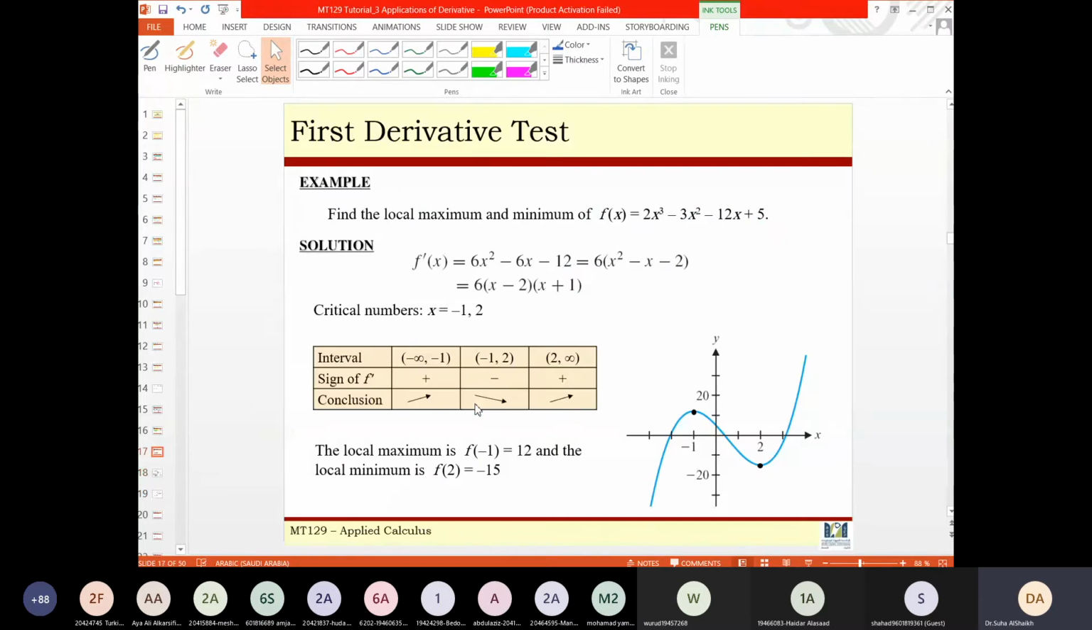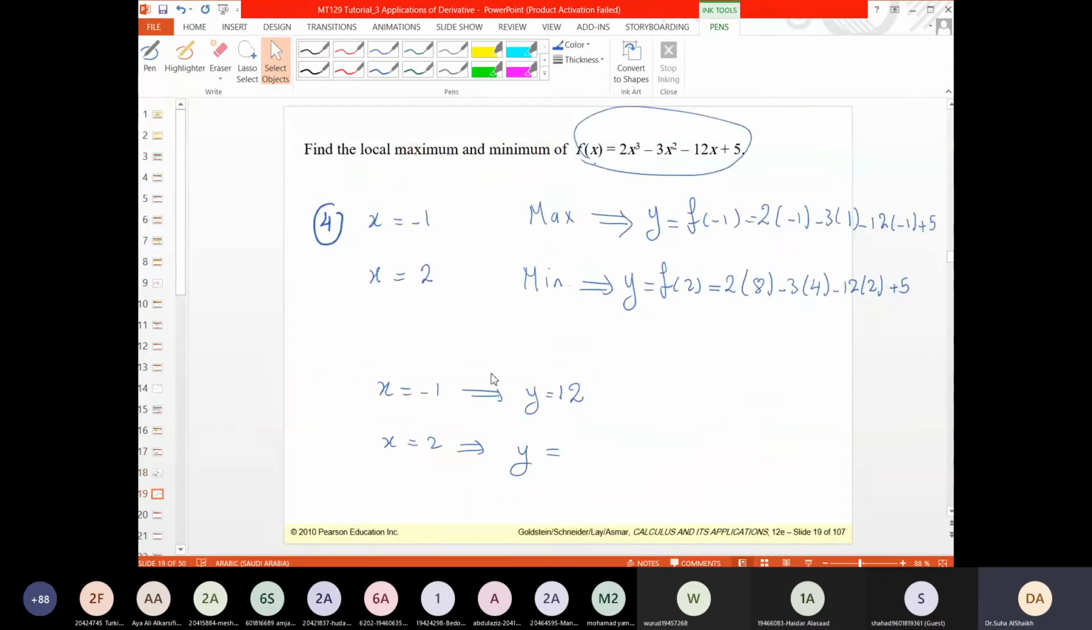It's a 12 and minus 15. 12, and this one is minus 15. So we have 2 points. It's -1 and the 12, which is a maximum point. And we have the other point, which is 2 and -15, which is a minimum point.